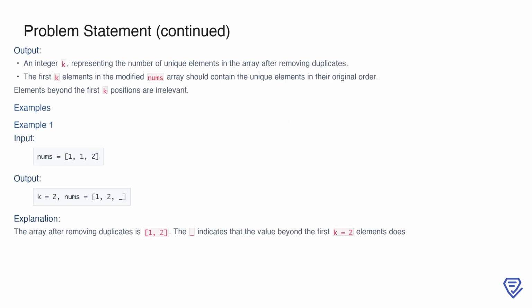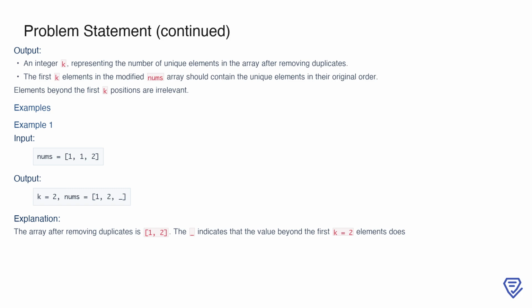The output of the function should include two key pieces of information. First, you need to return the integer k, which represents the number of unique elements in the array after duplicates have been removed. Second, the first k elements of the modified nums array should contain these unique elements in the same order as they originally appeared. Any elements in the array beyond the first k positions do not matter and can be ignored. Let's understand this further with some examples.